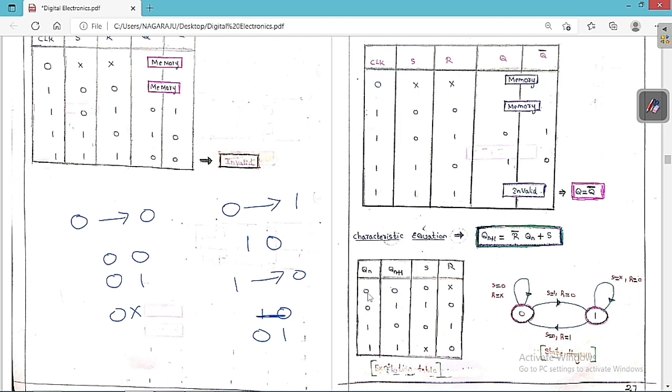If you want to change the output from 0 to 0, you can give either 0 0 or 0 1. Similarly, 0 to 1 means you have to give 1 0, and 1 to 0 means you have to give 0 1, and 1 to 1 means it is X comma 0. This table you always have to keep in your mind.